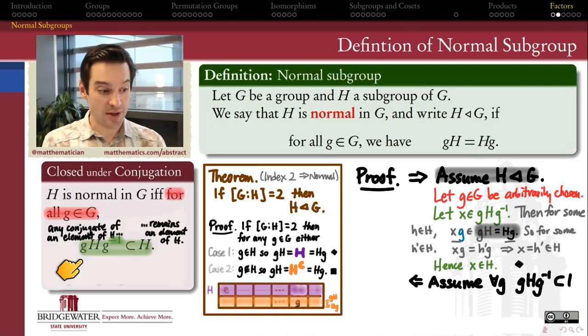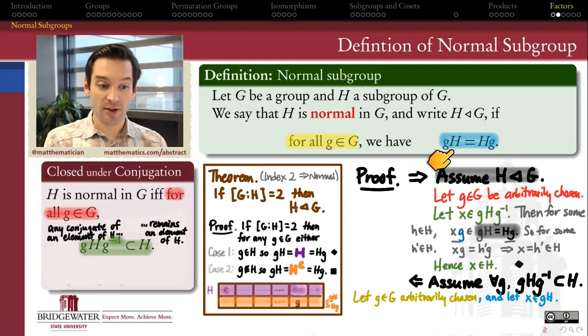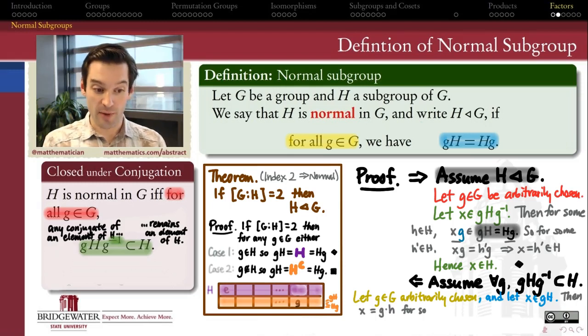To get the backward direction, let's assume that this subset relationship holds, right? That my subgroup here is closed under conjugation by any element of the group G. If we make that assumption, then we need to show H is normal in G. So I need to choose an arbitrary element of my group, capital G, and show that the left and right cosets of H by that element are the same. To do that, I'm going to pick an element in the left coset, GH, and show that that element also belongs to the right coset, HG. I would also have to do the other way around.